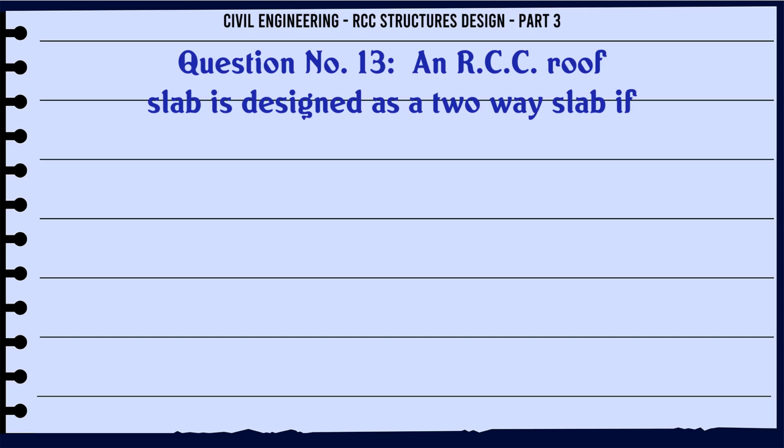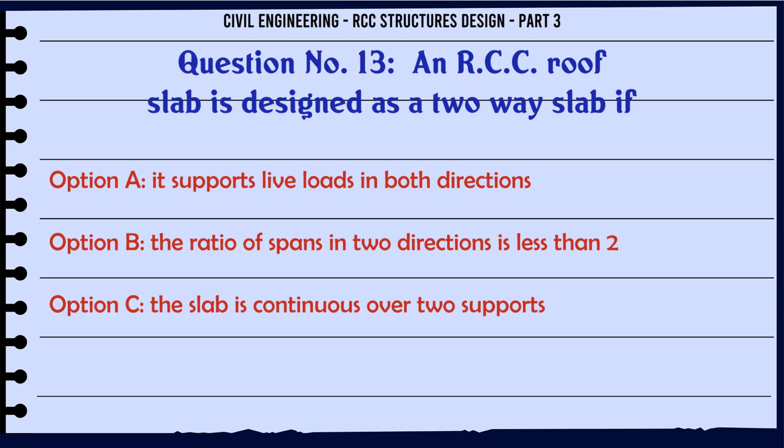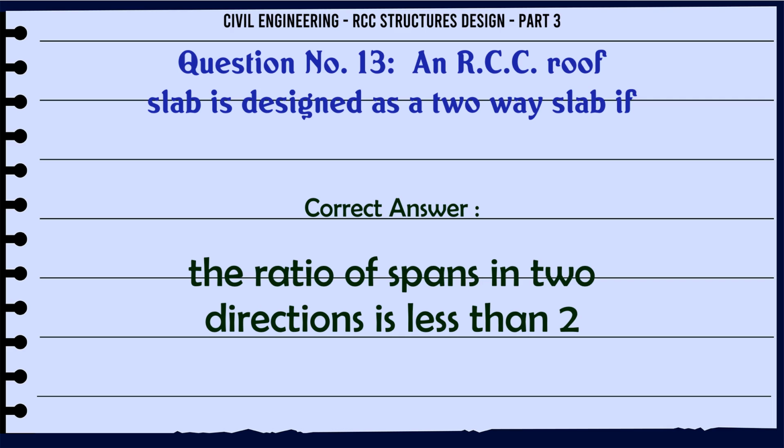An RCC roof slab is designed as a two-way slab if: A, it supports live loads in both directions; B, the ratio of spans in two directions is less than 2; C, the slab is continuous over two supports; D, the slab is discontinuous at edges. The correct answer is the ratio of spans in two directions is less than 2.